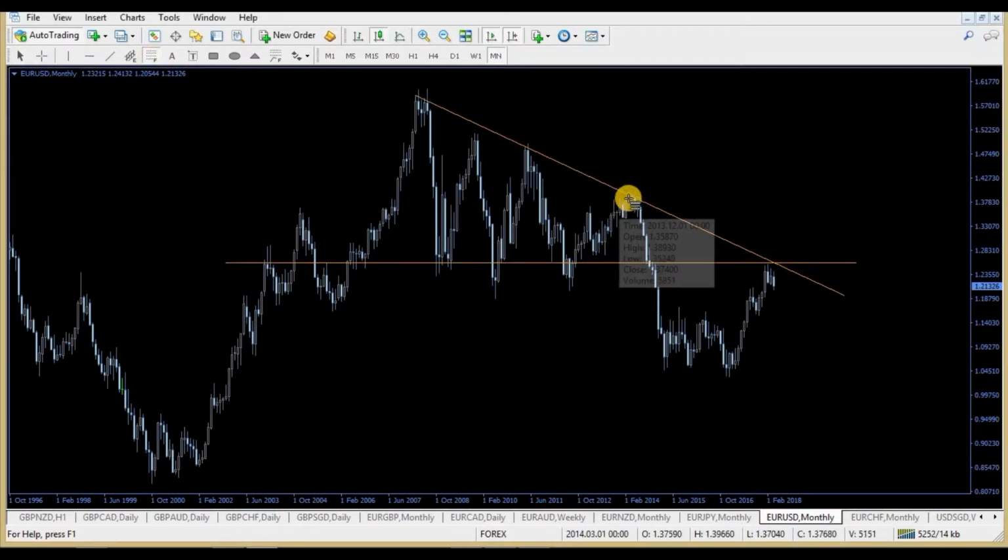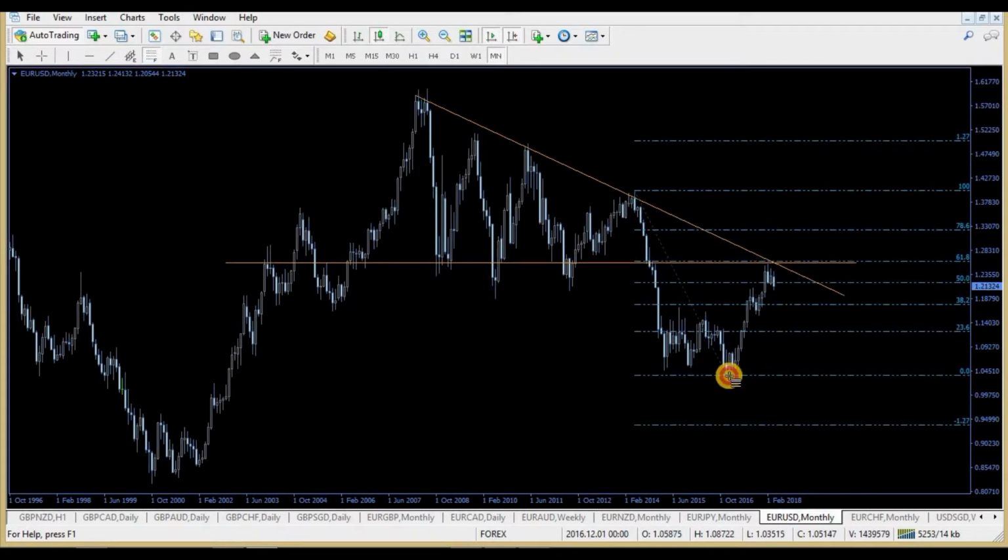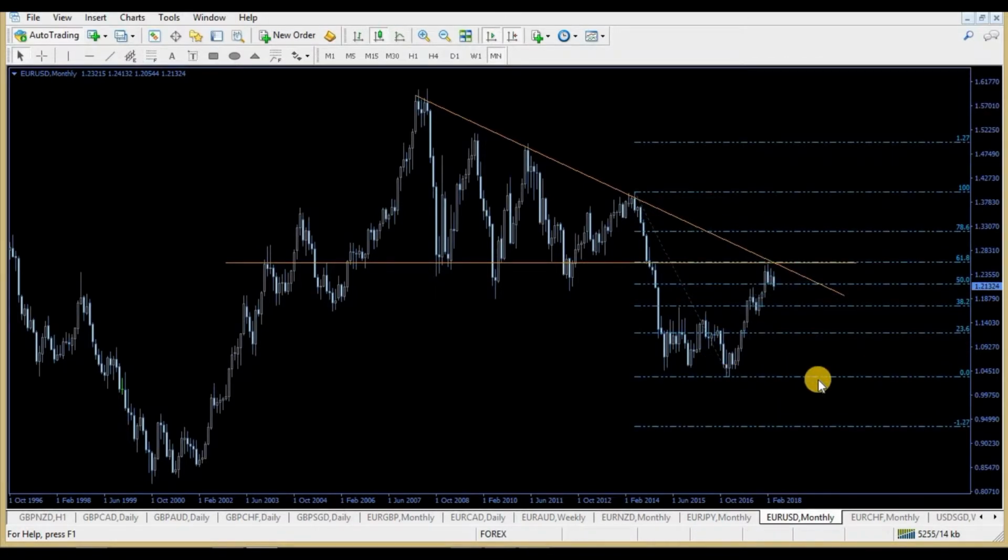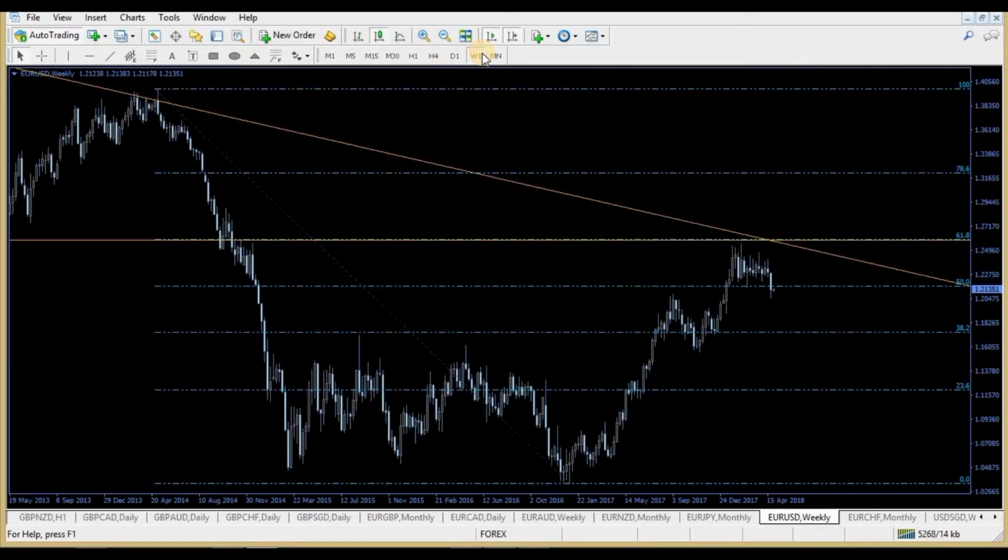So let's get a Fibonacci. We have our previous fractal high here, go down to our fractal low. What you can see here is a clear break to the downside of this support resistance horizontal line, and price has come all the way back up. It hasn't quite touched 61.8, and price has rolled over here, and it's just playing around now at this 50% retracement level.